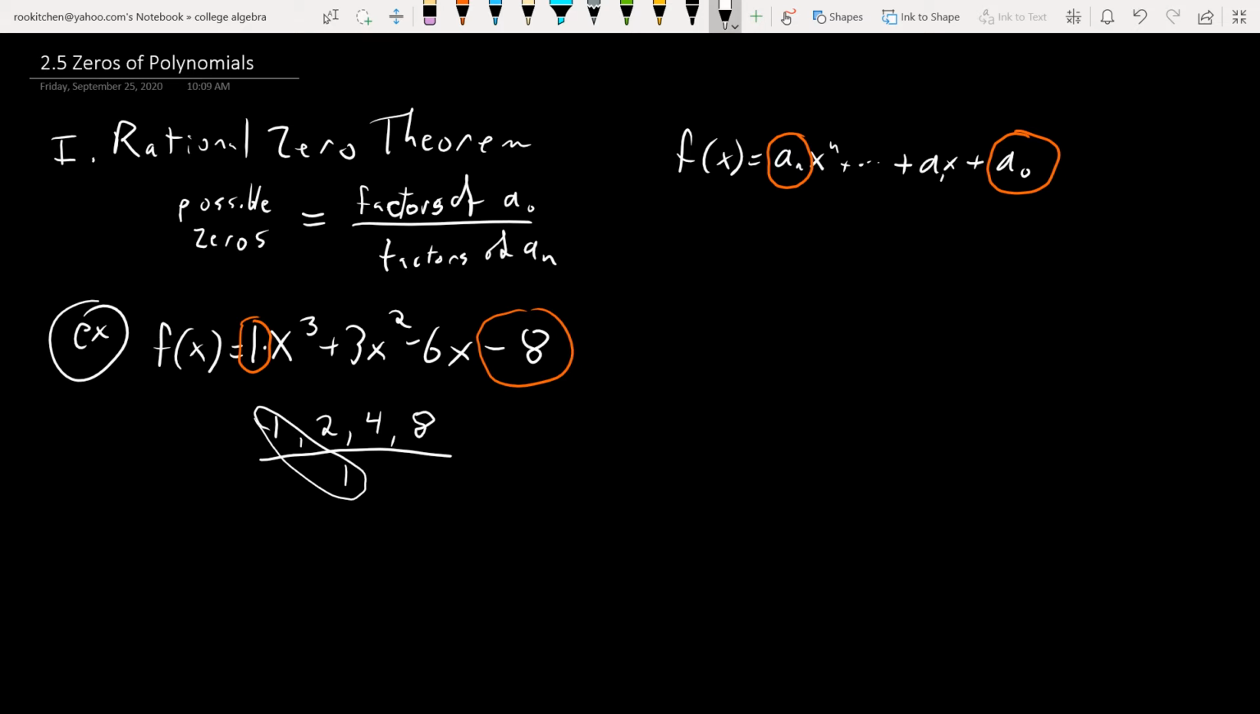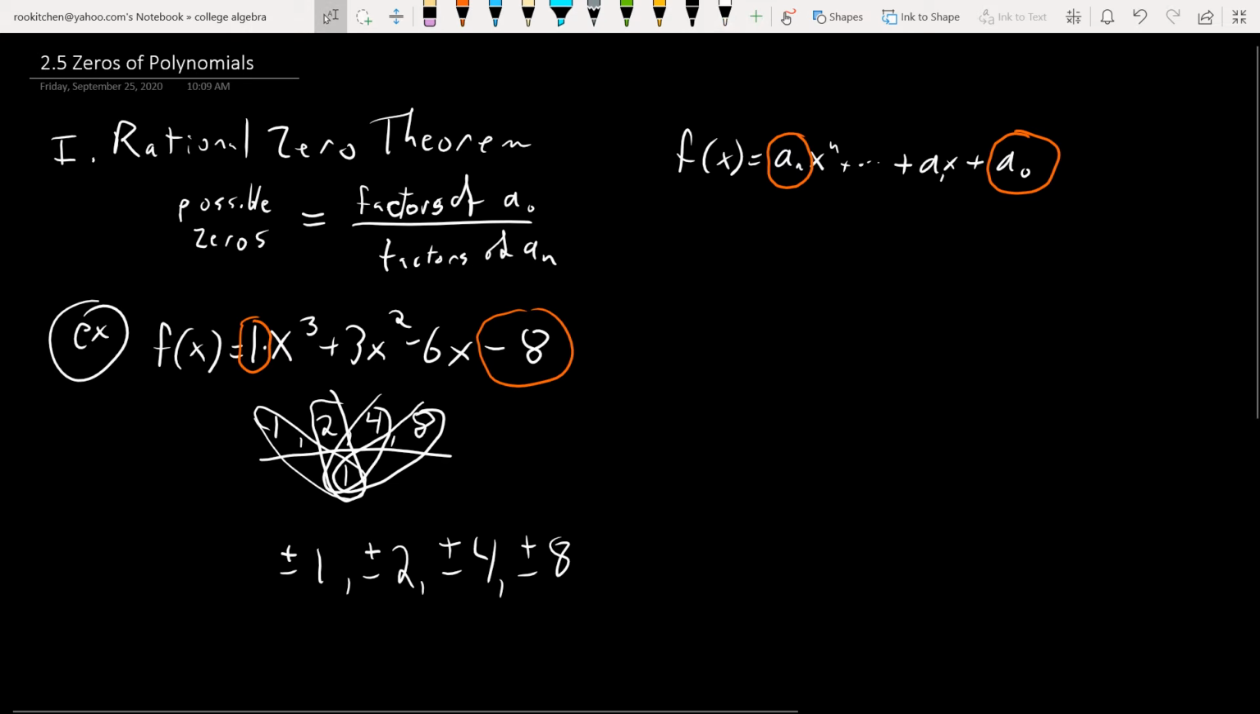So we have 1 over 1, and that'll be one of our possible roots. We want to consider both the plus and the negative versions. So we get plus minus 1, and then we have 2 over 1, which is the same as 2, so plus or minus 2. And then we have 4 over 1, so plus or minus 4. And then we have 8 over 1, so plus or minus 8. Okay? And that gives us some possible roots to try. And eventually we'll try putting those in and see if any of them work.